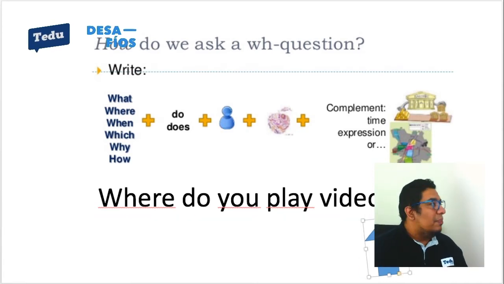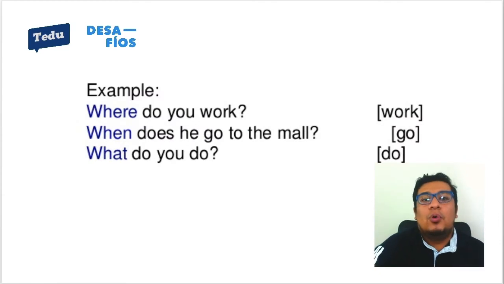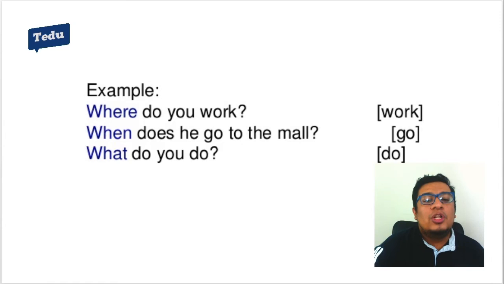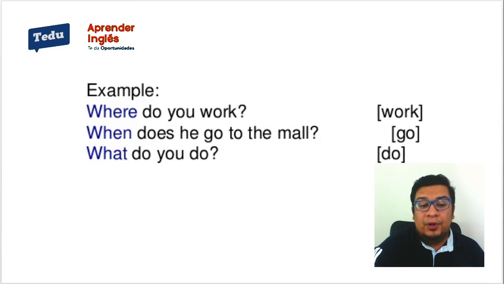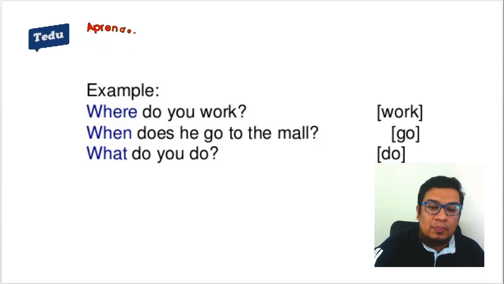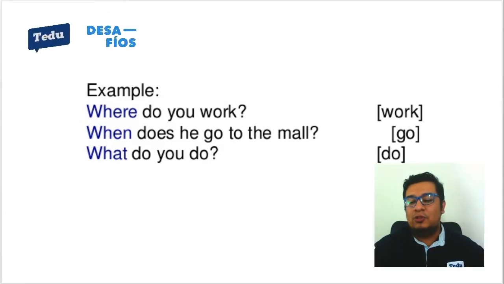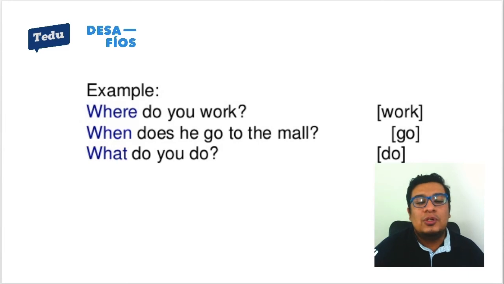So, other examples. Here we have, where do you work? What is the verb? Work. Where does he go to the mall? ¿Qué es mall? El centro comercial. Go, the verb. What do you do? Recuerden que tengo el auxiliar do, pero también tengo el verbo do. Se escriben igual, pero en ese contexto formamos dos cosas distintas. So, what do you do? El verbo do, hacer. What do you do? ¿Qué estás haciendo en pocas palabras? What do you do? Perfect?